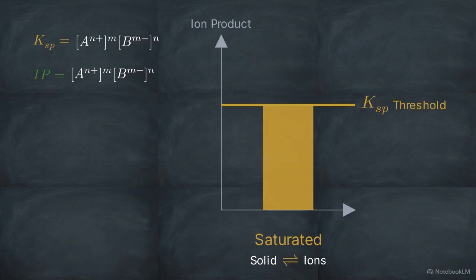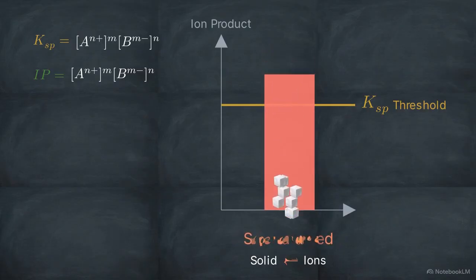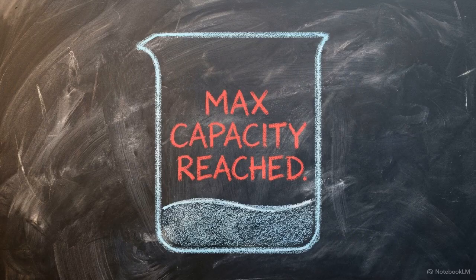When the ion product exactly hits the line, the solution is saturated. The system is locked in dynamic equilibrium. If external factors cause the ion product to spike above the KSP threshold, the solution becomes supersaturated and unstable. The excess ions will immediately and spontaneously precipitate out of the liquid. The saturation point is not determined by the physical volume of the water. It is a strict thermodynamic budget enforced entirely by the KSP equation.